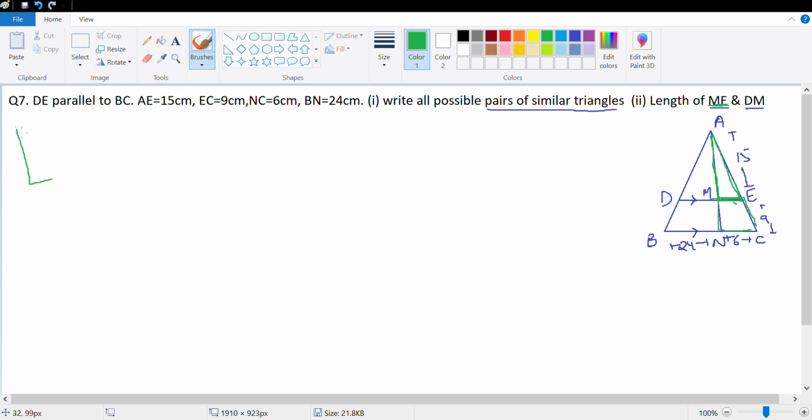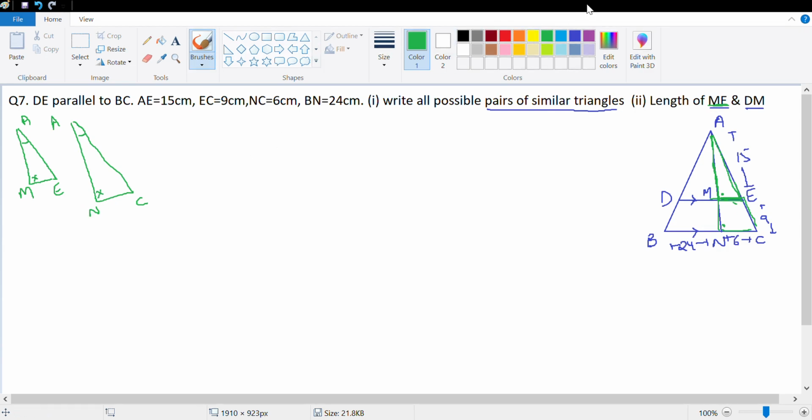So for our reference sake, I am drawing them separately. This is AME and the big one is ANC. Perfect. So AME and ANC, yes, angle A would be equal because this is the same common angle, and angle M here and angle N here would be equal, or rather are equal, because these are corresponding angles because DE is parallel to BC. So I have been able to get two angles equal, which means we can prove similarity.